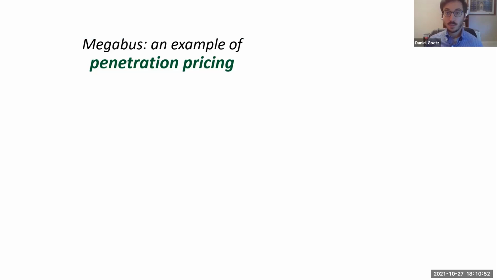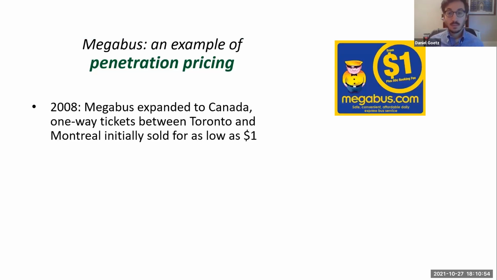Now, what would be an example of penetration pricing? Megabus is a company that serves bus routes between different Canadian cities. They also operate in the US. In 2008, when they expanded to Canada, they started off with very, very low prices for some routes. For instance, between Toronto and Montreal, you could get a ticket for $1.